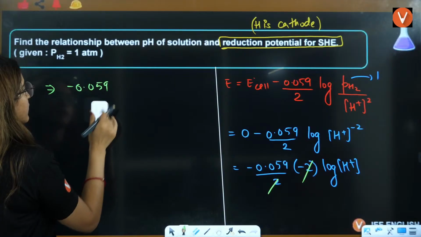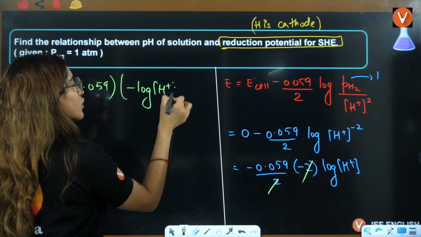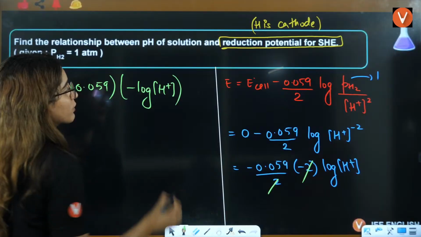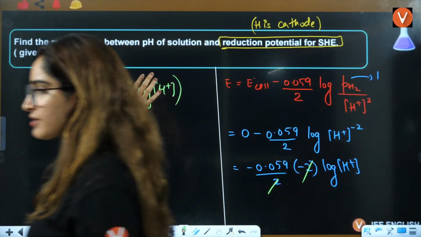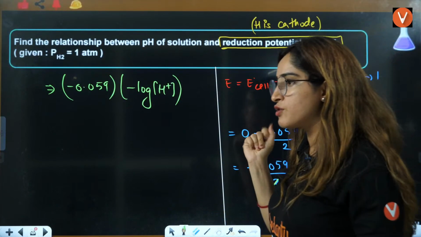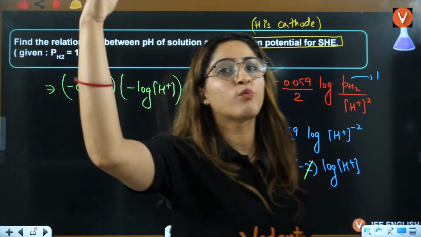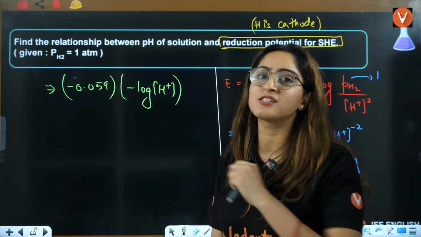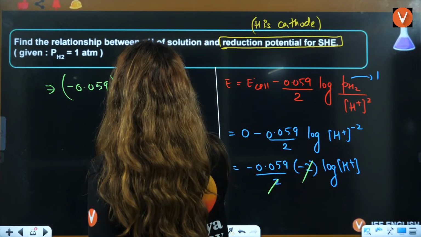If I keep it here and I keep minus log H positive, those who have done ionic equilibrium, those who don't have backlogs in ionic equilibrium, they know what this is. Minus log of H positive. What is this, guys? Can you remember? Ionic equilibrium. What is the formula of pH? pH is minus log base 10 H positive, right? So this is the value of pH only.